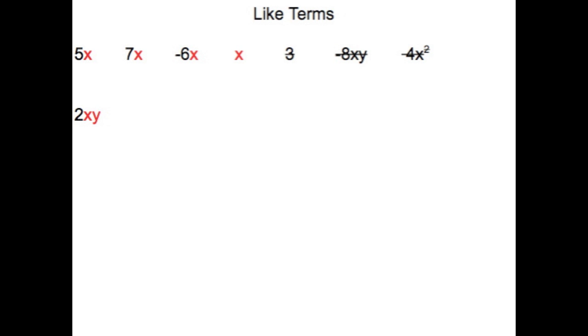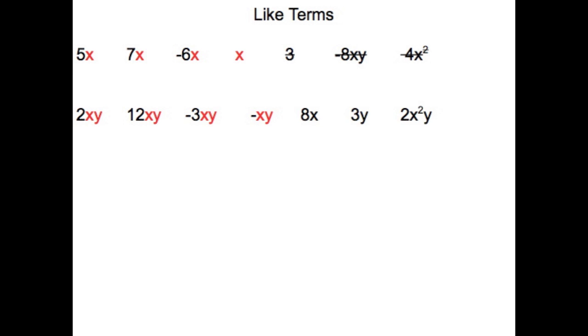Let's take a look at another example, 2xy, and identify terms that are like and unlike 2xy. Again, for terms to be like terms, there has to be the same variable and exponent combination. So for terms to be like 2xy, they have to have the variable combination xy. All of these terms, 12xy, negative 3xy, and negative xy, are like terms with 2xy and each other because of the variable combination xy that they all share. 8x, 3y, and 2x squared y would all be examples of terms that are not like 2xy or any of the previous terms because they do not share the same variable exponent combination.